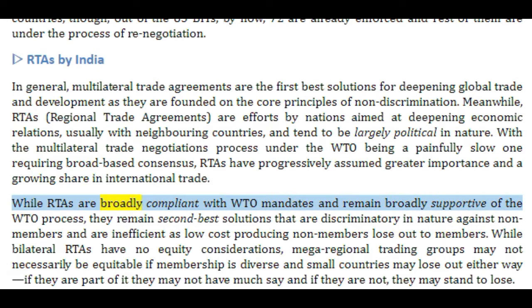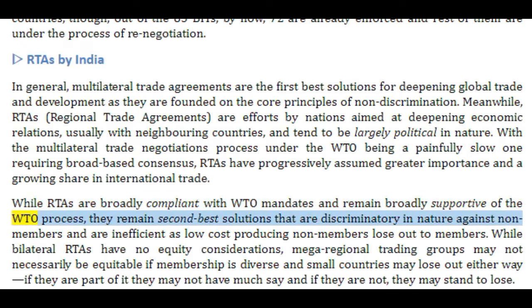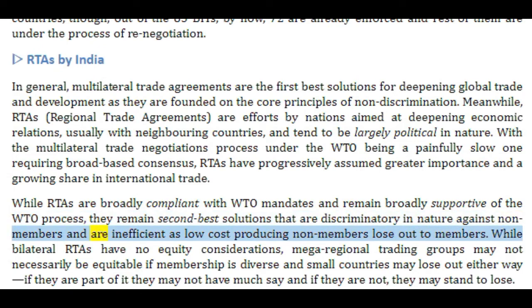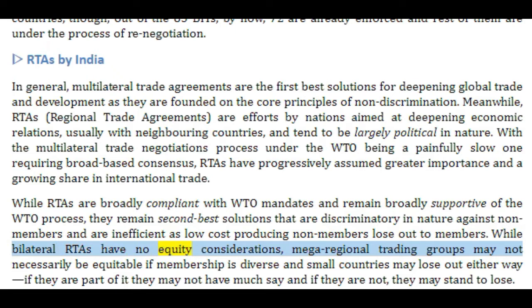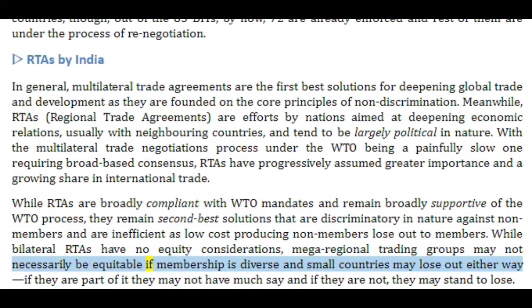While RTAs are broadly compliant with WTO mandates and remain broadly supportive of the WTO process, they remain second-best solutions that are discriminatory in nature against non-members and are inefficient as low-cost producing non-members lose out to members. While bilateral RTAs have no equity considerations, mega-regional trading groups may not necessarily be equitable if membership is diverse, and small countries may lose out either way. If they are part of it, they may not have much say, and if they are not, they may stand to lose.